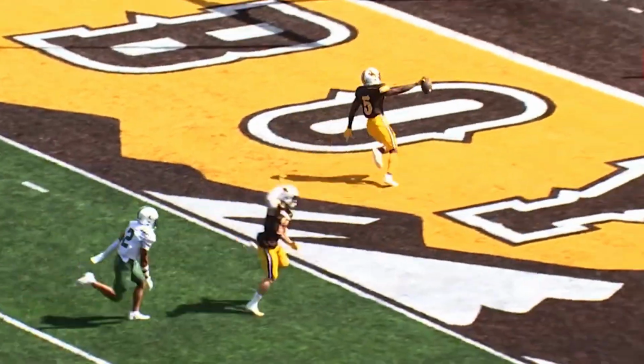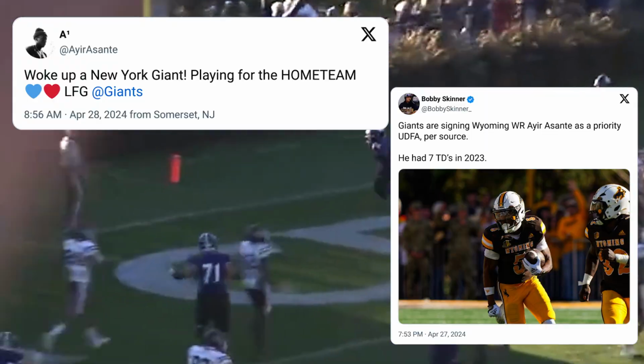Touchdown, Wyoming, Ayir Asante. Ayir Asante, goes in, Holy Crossway.